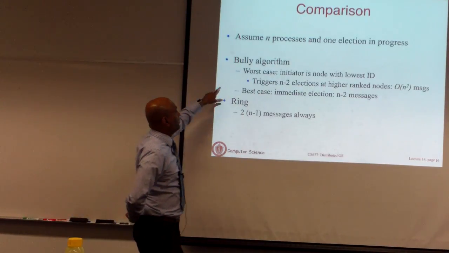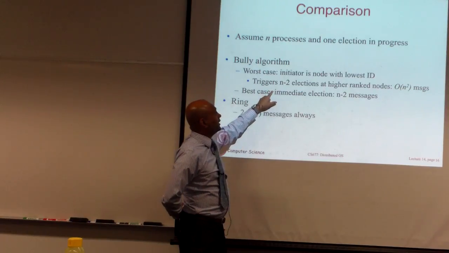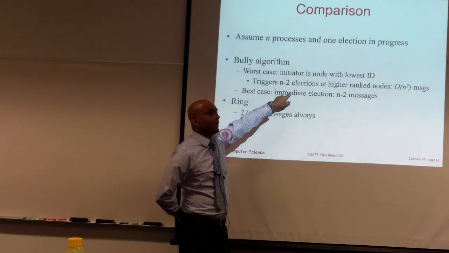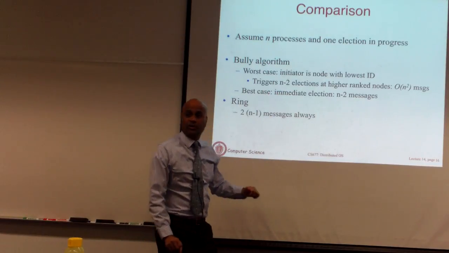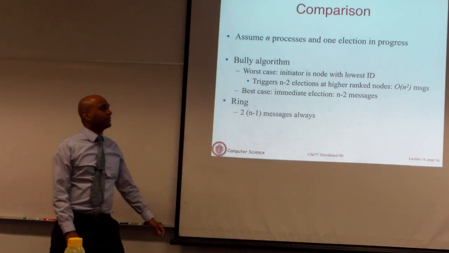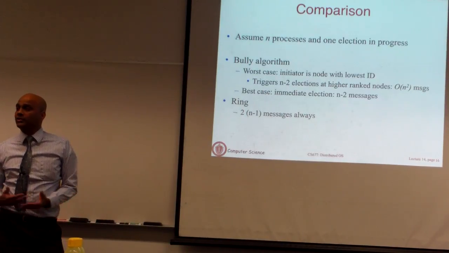For the bully algorithm, the worst case is when the initiator is the node with the lowest ID. In this case, you will have n minus 2 elections at higher ID processes, because this is recursive, so you get order n square messages.